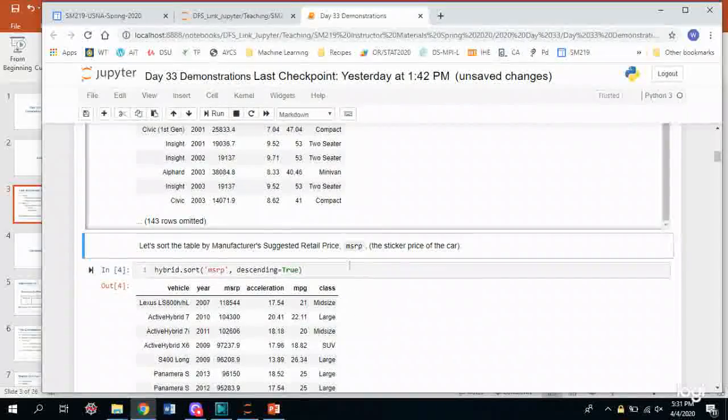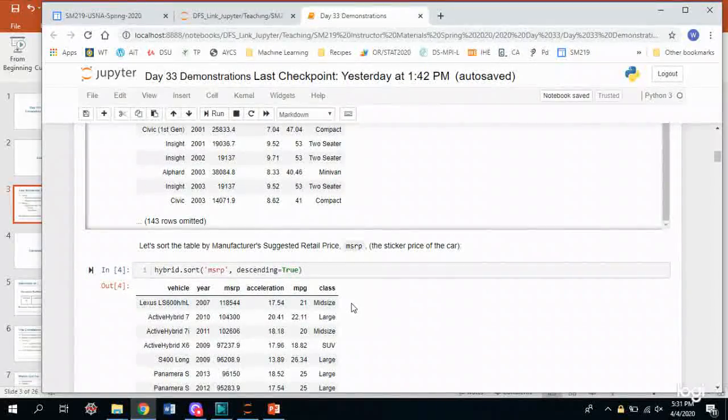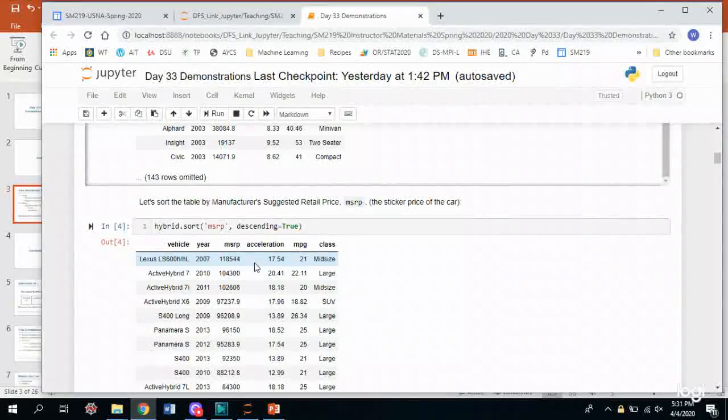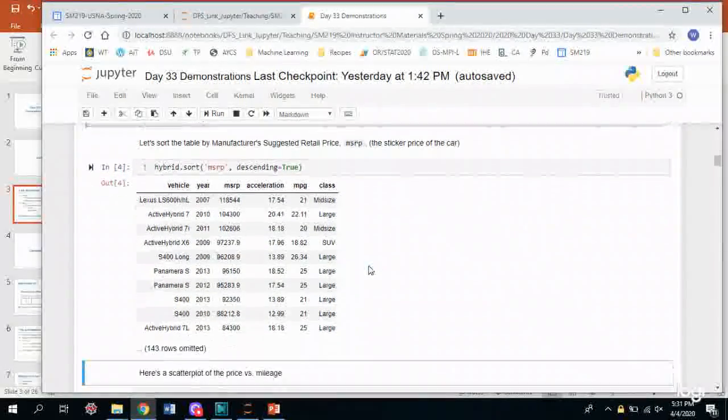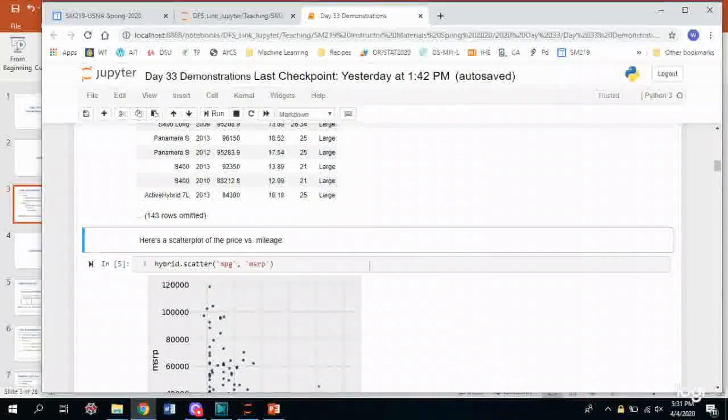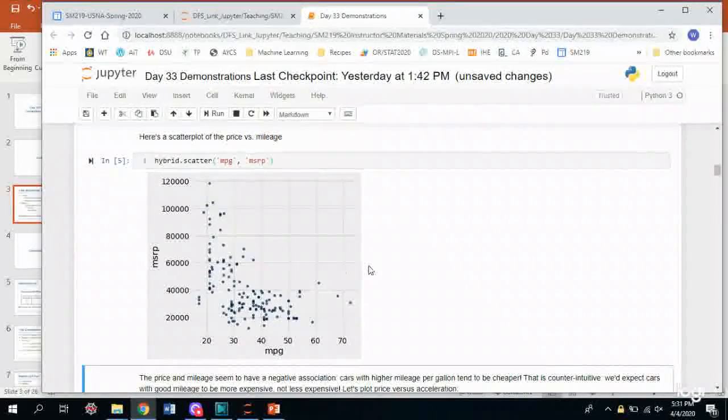You could sort the data by sticker price in descending order. You can see that here's a Lexus hybrid from 2007, and it was selling for nearly $120,000. Here's a scatter plot of the price versus the mileage. And here we see a negative association. As the mileage goes up, the price seems to drop, right? And similarly, when the mileage is down, the price seems high. This is a negatively associated kind of pair of variables.